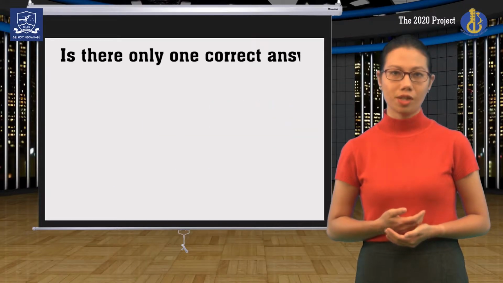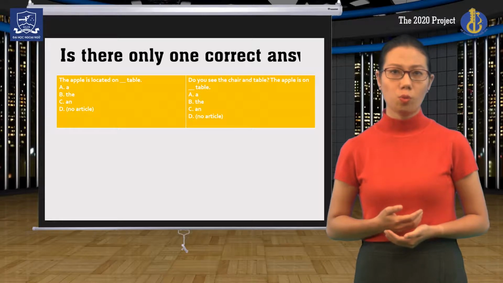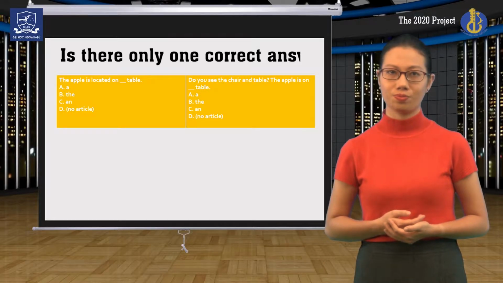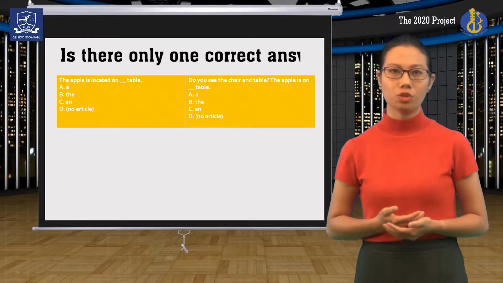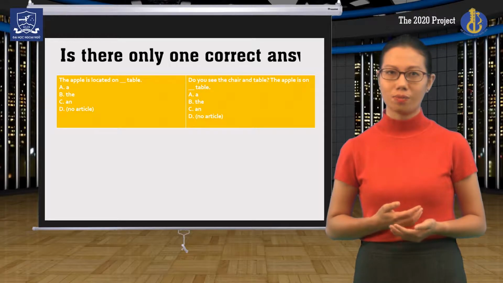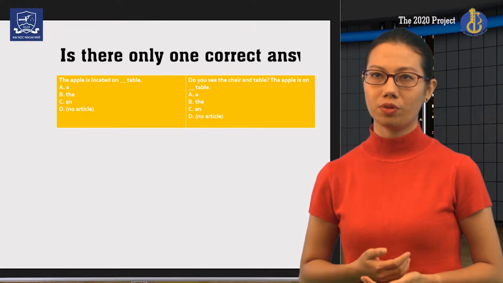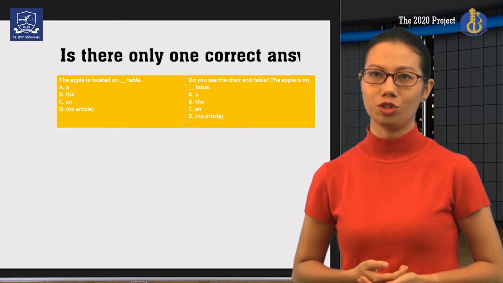The first consideration teachers should keep in mind: is there only one correct answer? The issue of making sure that each question has only one correct answer is not as obvious as it might at first seem. Correctness is often a matter of degrees rather than an absolute.